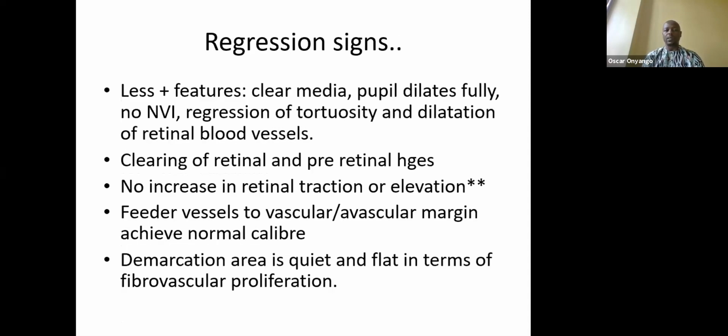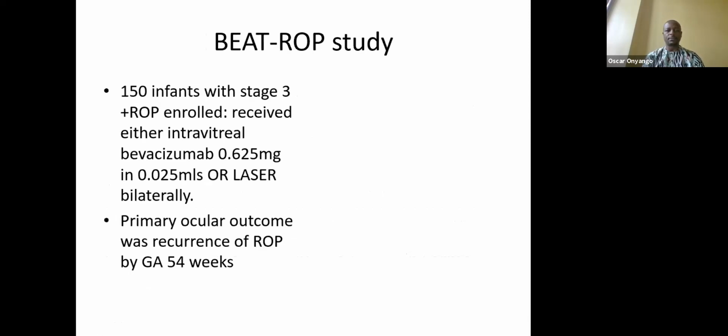Regression signs after doing laser are the kind of things you see: fewer hemorrhages on the retina, less traction, less plus disease. We talk about feeder vessels. Sarah already talked about tortuosity, etc., as features of plus disease. This study was just to highlight what made us start using anti-vascular endothelial growth factors for ROP.